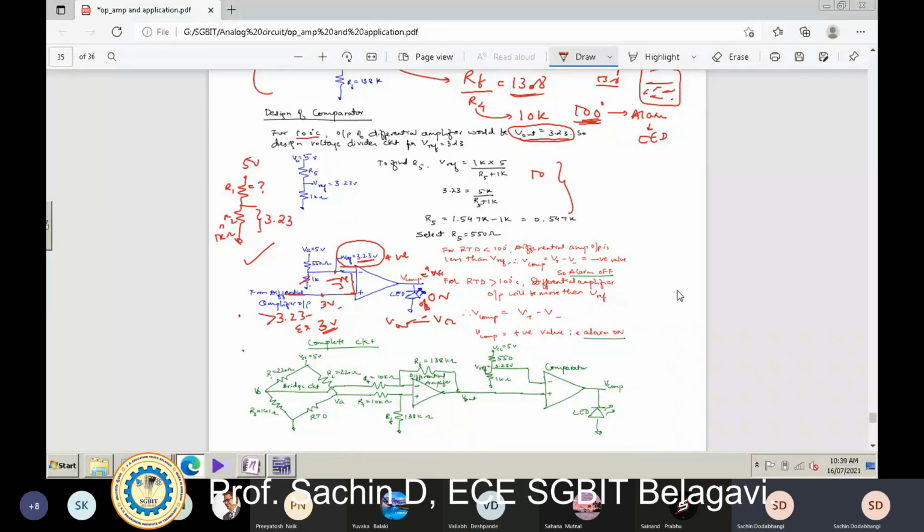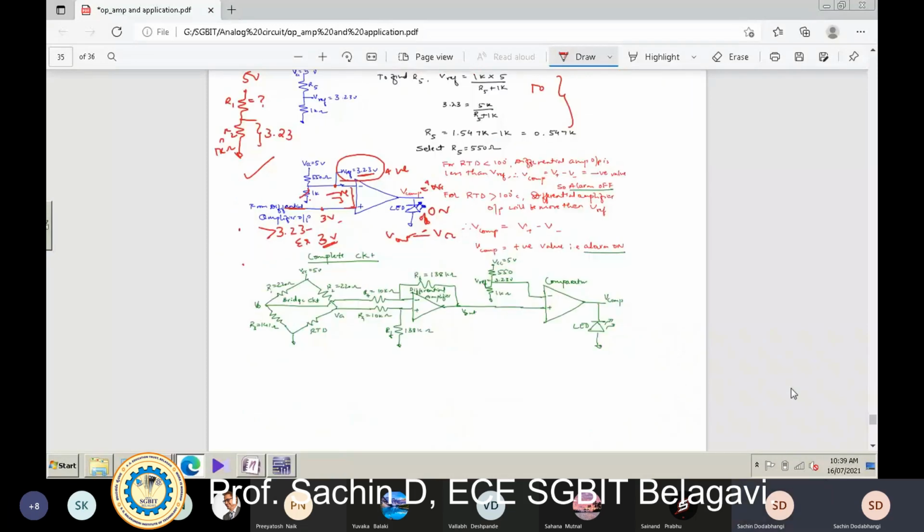You can see the complete circuit here. So this is my RTD. When the RTD is at 50 degrees centigrade, the resistance will be 141 ohm. If it is 141, the bridge will be balanced here, so VA minus VB will be 0. If it is 0, the output is also 0 here.